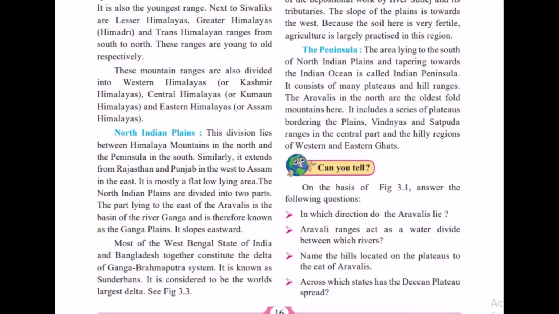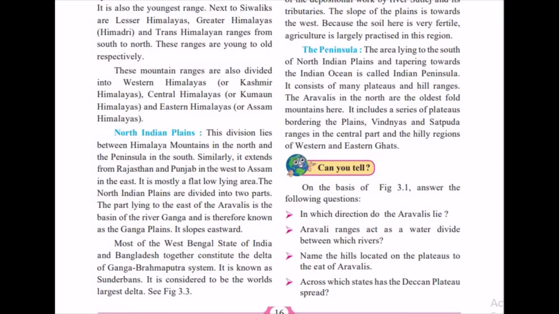Now the next one I would like to speak about is the northern Indian plain. This division lies between the Himalayan mountain in the north and the peninsula in the south. It extends from Rajasthan and Punjab in the west to Assam in the east. It is mostly flat, low-lying area. The northern Indian plains are divided into two parts. The part lying to the east of the Aravallis is the basin of river Ganga and is therefore known as the Ganga plain.